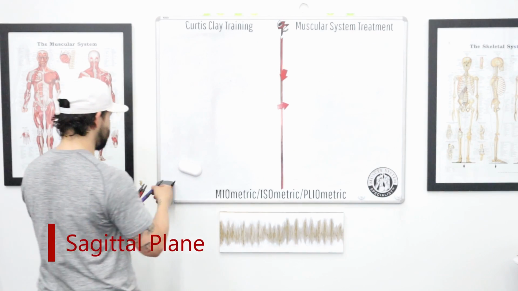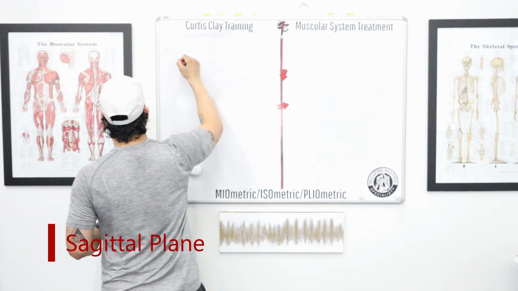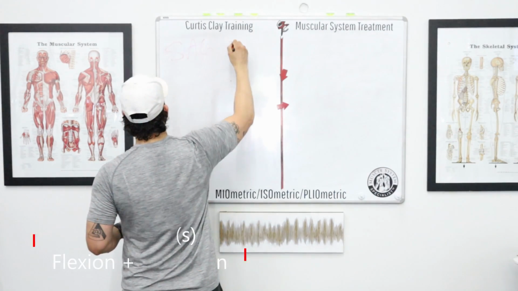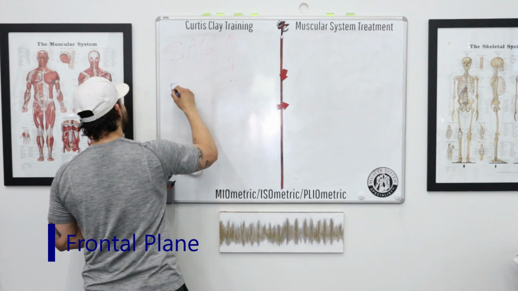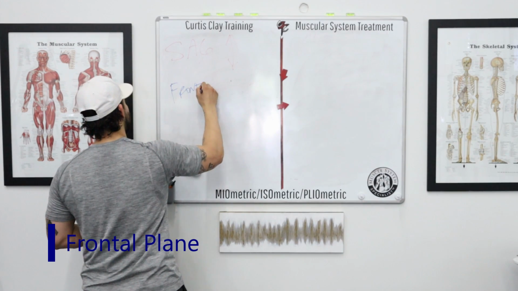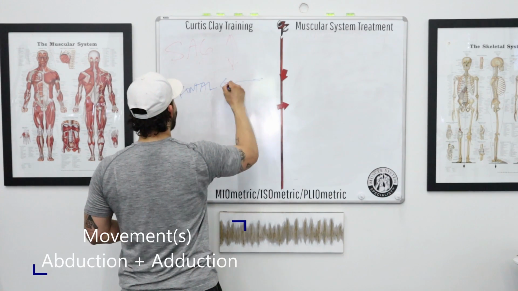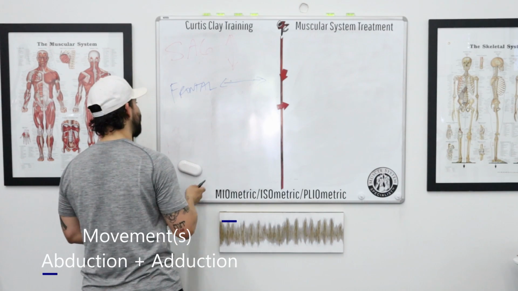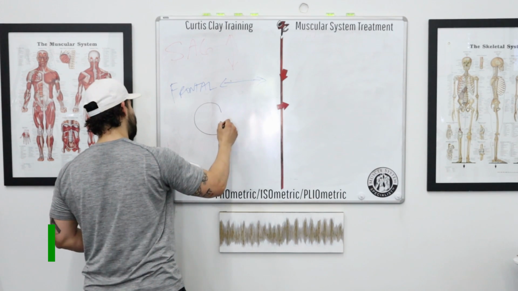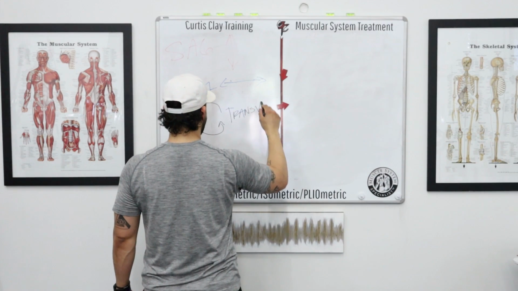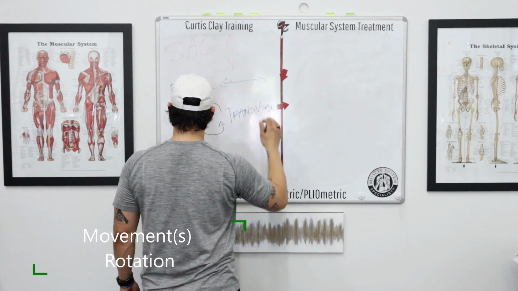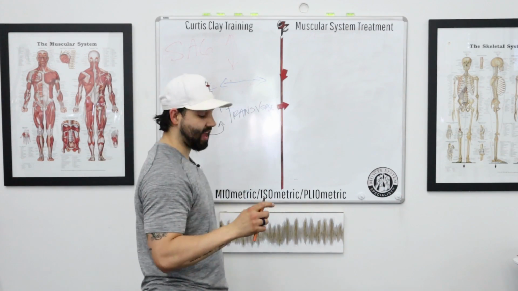So let's use my colors. We talked about the sagittal plane, which is front to back, right? And then a frontal plane, which is side to side. And then we also had transverse, which is super cool.